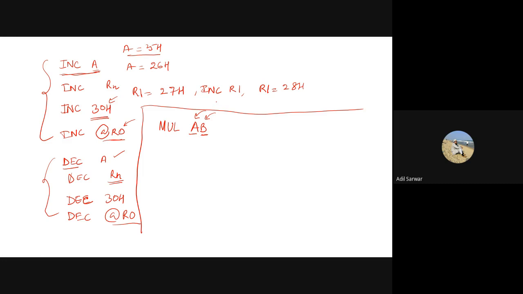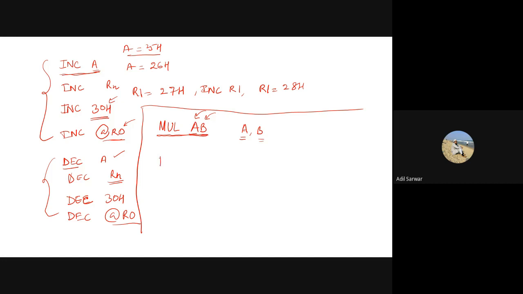You can use the MOV instruction for that. And then after the execution of this instruction, what will happen? An 8-bit number multiplied by an 8-bit number will result in a 16-bit number. So the result will be stored in A and B itself. The upper 8 bits would be stored in A, the lower 8 bits would be stored in B.